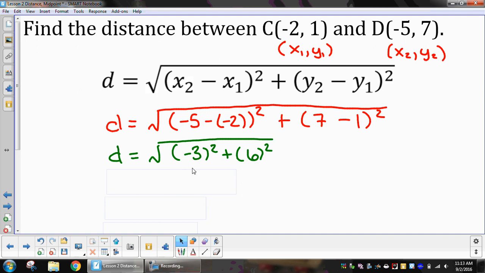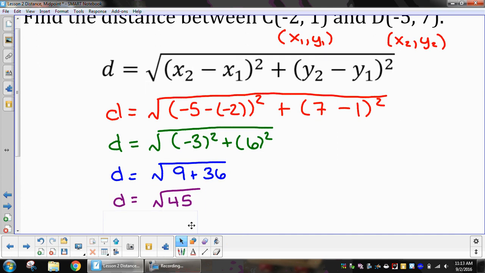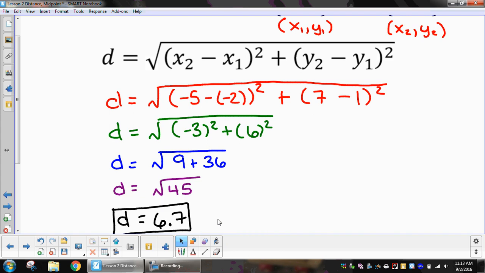Remember again that when you square a negative number, it becomes positive. So when you square -3, you get +9. 6 squared is 36. Add those together. And you can use your calculator. The calculator in your phone will work. If you have an iPhone, you can turn it sideways to use the square root function. And the square root of 45 is close to 6.7.